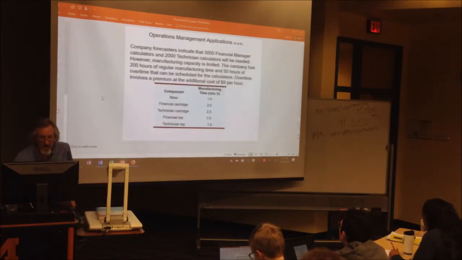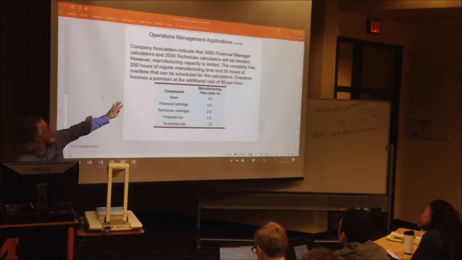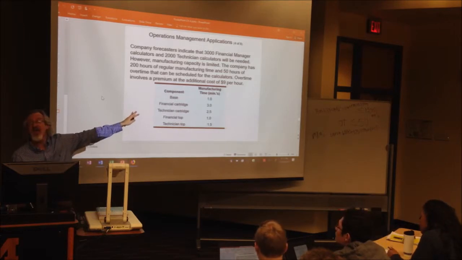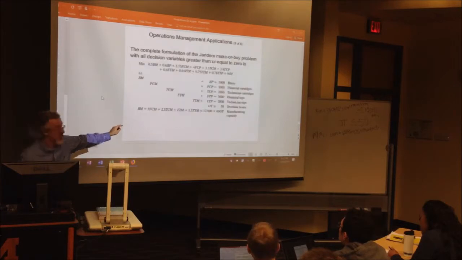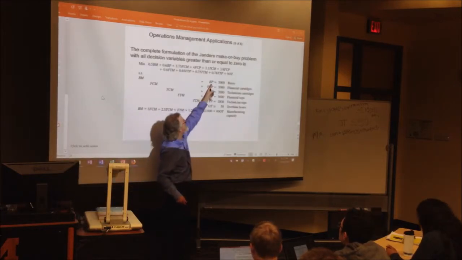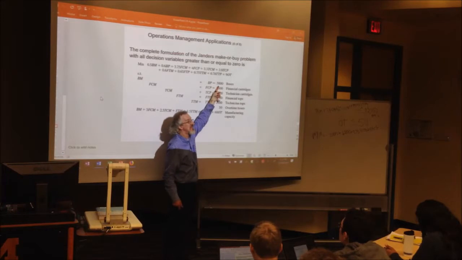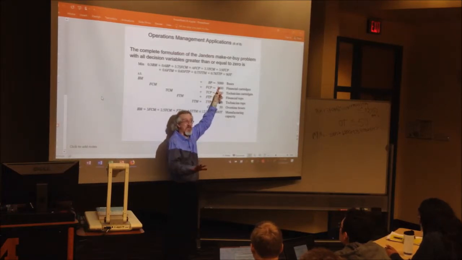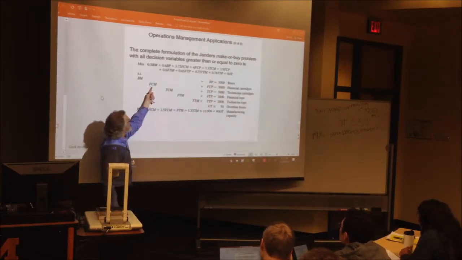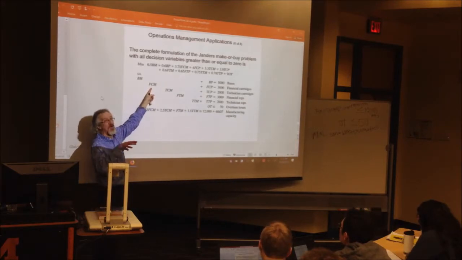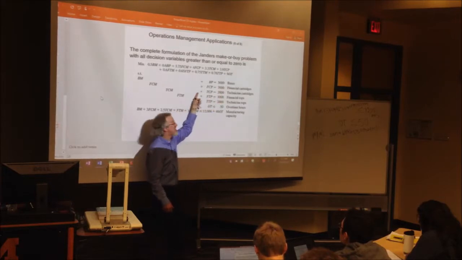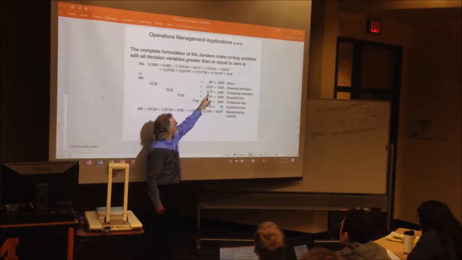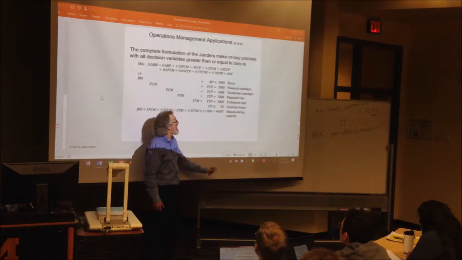We know that we need 3,000 financial calculators and 2,000 technician calculators. You add that up, that means we need 5,000 bases. So however many bases we're making, plus however many bases we're getting from the subcontractor, has to equal 5,000. That's exactly how many we need. However many financial calculator cartridges we make and buy has to be 3,000. Technician cartridges, however many we make plus however many we buy, has to equal 2,000.